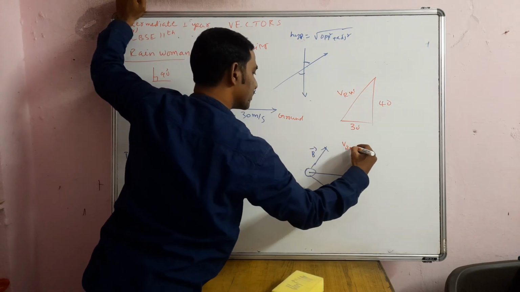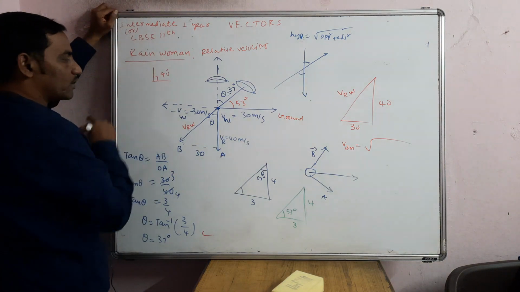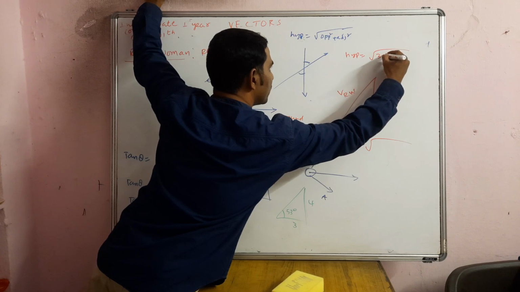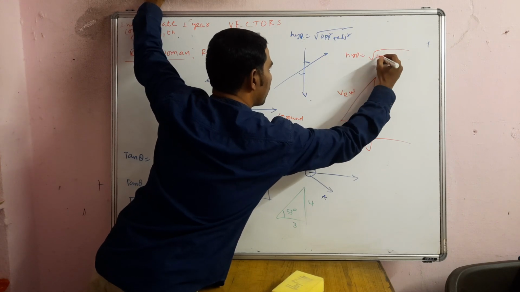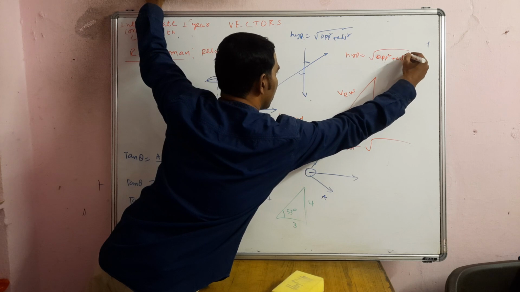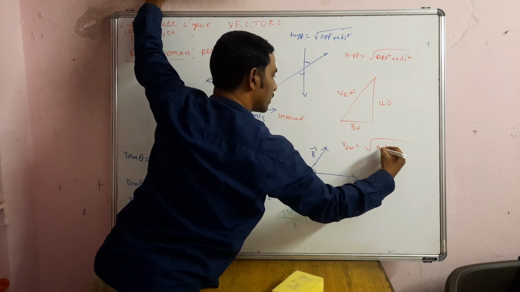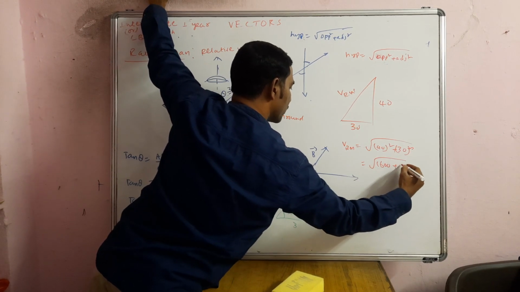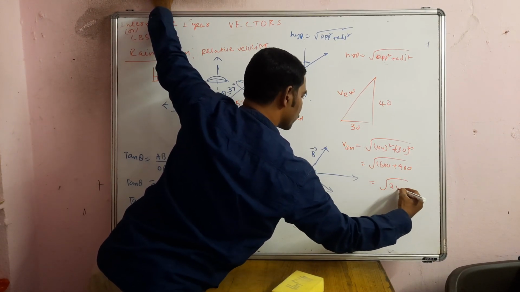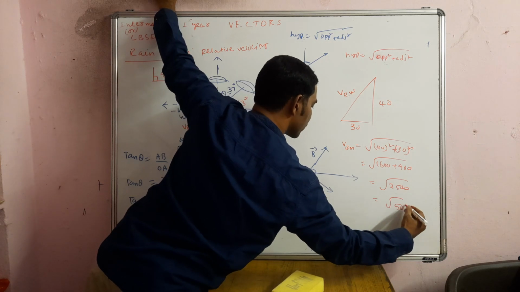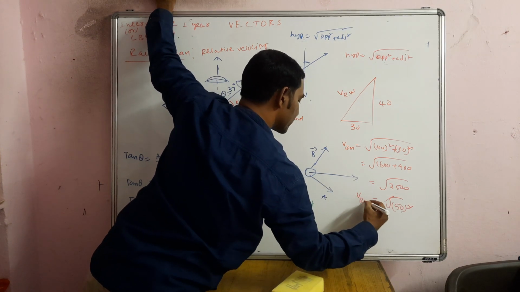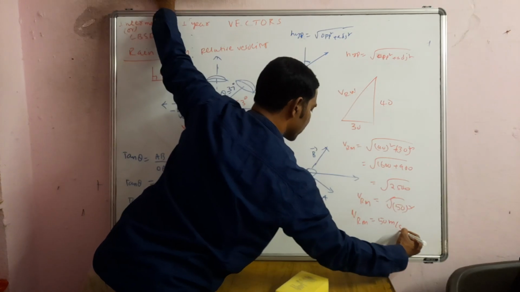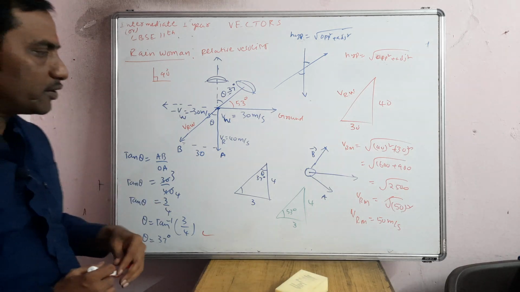So VRM will be equal to the square root of, as I said, the Pythagoras theorem: hypotenuse is equal to the square root of adjacent squared plus opposite squared. Both things you add: opposite 40 squared plus 30 squared. So it becomes 1600 plus 900, which is 2500. 2500 can be written as 50 squared, and thereby the square root gets cancelled. So you get VRM equal to 50 meters per second. So that is how you have to do the rain problem.